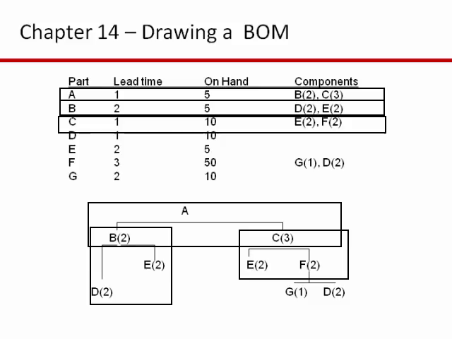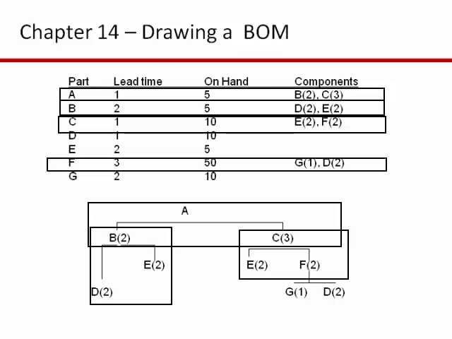You can see that D, E, and G have no children, but F does. F has one G and two D's. So here we go, we have that one drawn. So this would be an example of how you would draw a bill of materials from just being given a list of the components.